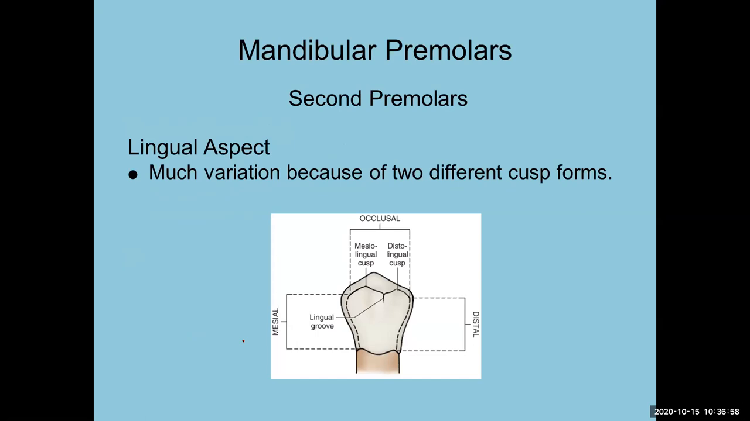For the second premolar on the lingual, there's a lot of variation because you don't know if it's a two cusp or a three cusp. So this is one, two, three. The mesial is usually higher than the distal. The mesial is usually larger than the distal. So not knowing which is the mesial and which is the distal, by knowing those general characteristics, I would be able to say that the left is the mesial.